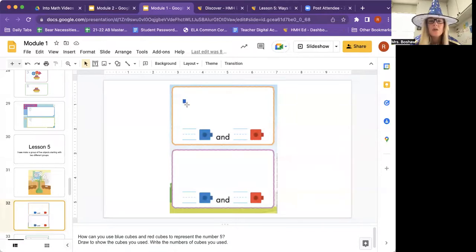So I'm going to do... you can do yours however many you want, as long as you only have 5. All right, so let me count. Will you count with me? 1, 2, 3, 4, 5.